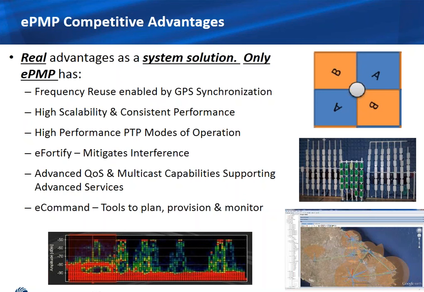There's a lot of people using unlicensed spectrum, and so oftentimes we are deployed in environments that have high interference, and so we have a set of algorithms and capabilities that we call eFortify, which help us maintain consistent performance even in the face of interference. And so on that solid base of capabilities where you have a very good system, we have also implemented advanced quality of service and multicast capabilities that allow service providers to deploy advanced services on top of our network in order to increase their revenue stream.